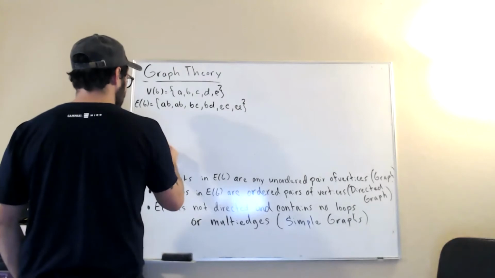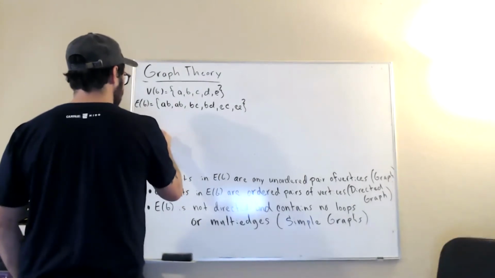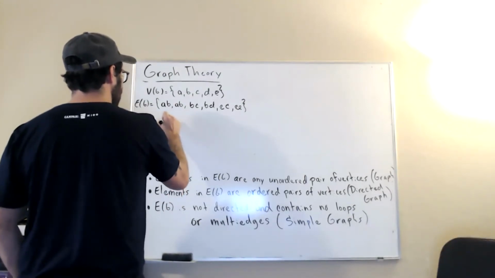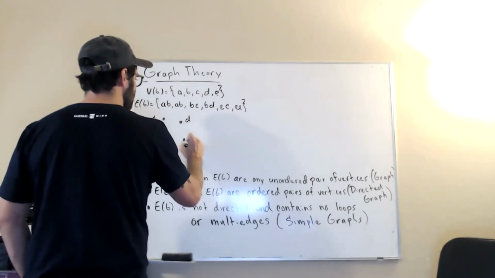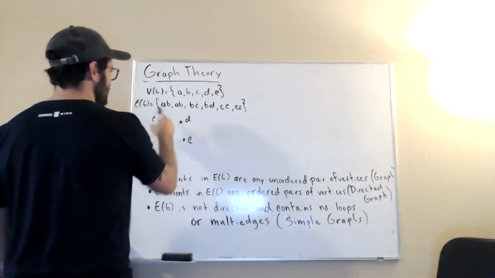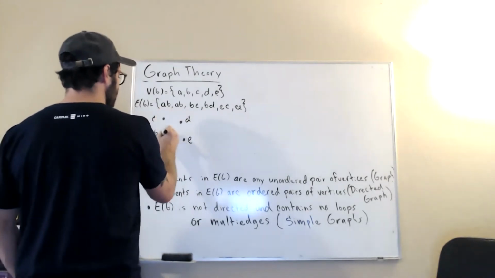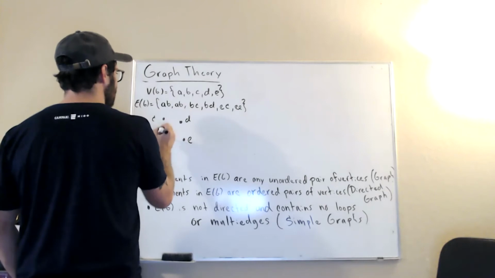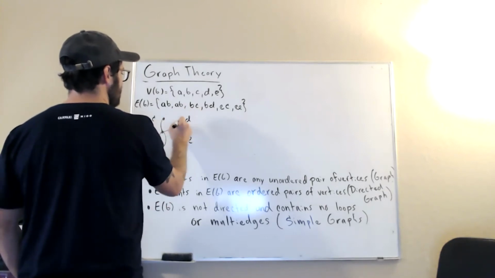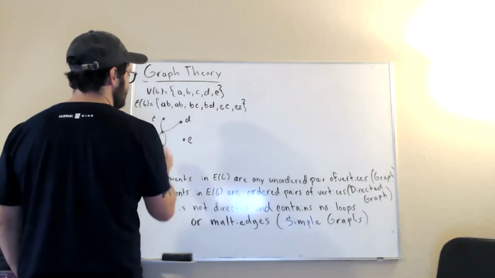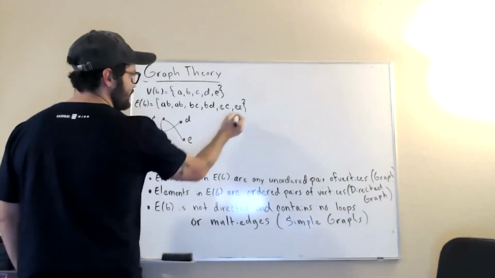So there's A, B, C, D, and E. So there's an edge AB, there's another edge AB, there's an edge BC, there's an edge BD, there's an edge EC, and there's an edge EE.